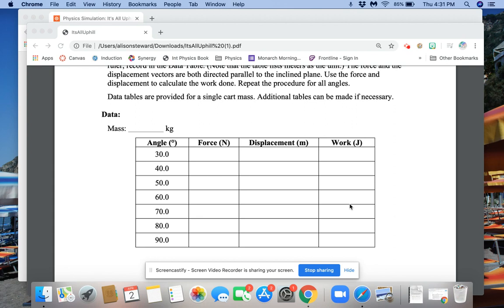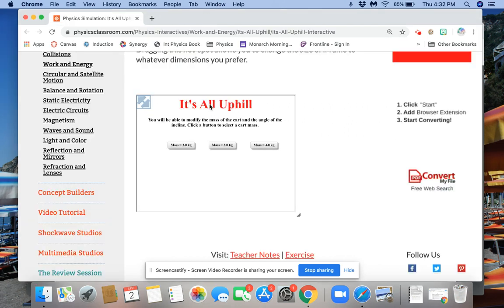Okay, hi everyone. I just wanted to make one note before you start this activity because I find that a lot of students have a really hard time with this. They accidentally switch it for some reason. So in this table right here, you're going to pick a mass, and I'll show you that in a second. And then you're going to vary the angle and then record the force and the displacement and then calculate the work done. So what I mean by that is when you get to this, it's all uphill interactive.